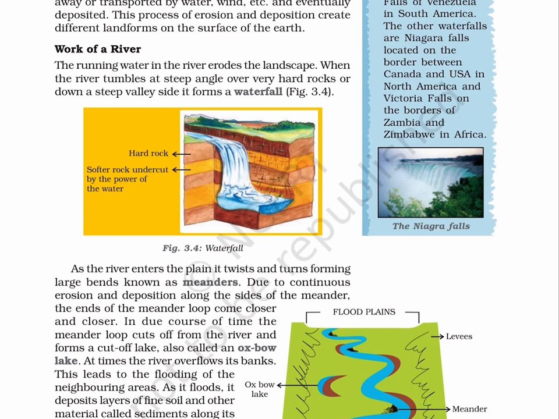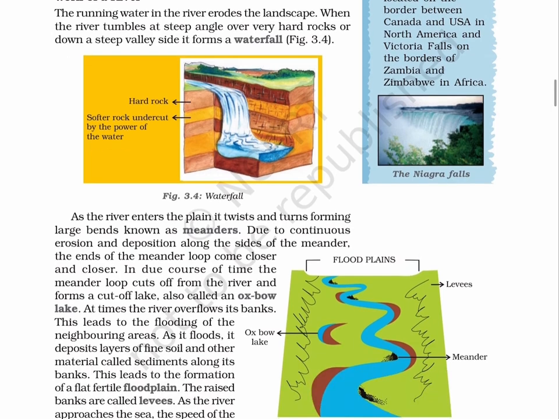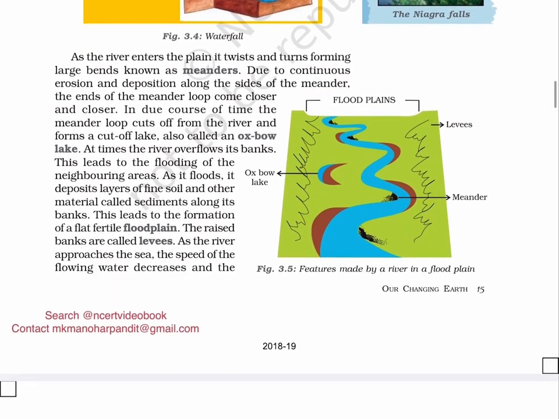As the river enters the plain, it twists and turns, forming large bends known as meanders. Due to continuous erosion and deposition along the sides of the meander, the ends of the meander loop come closer and closer. In due course of time, the meander loop cuts off from the river and forms a cut-off lake, also called an oxbow lake.